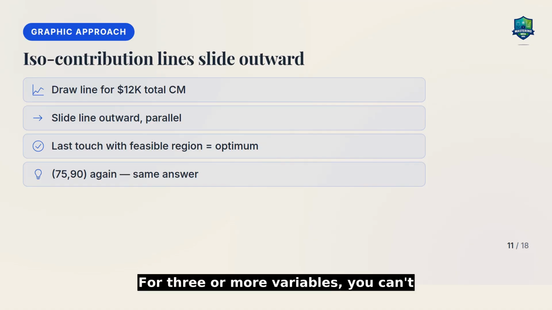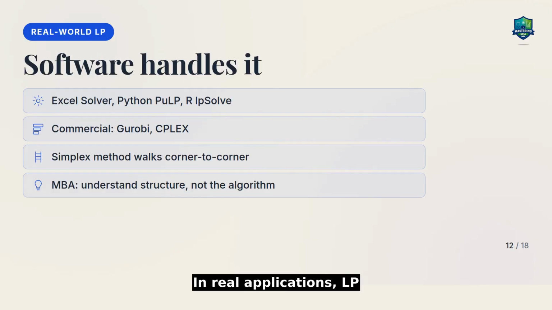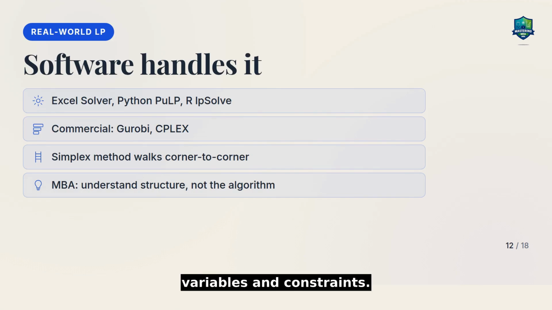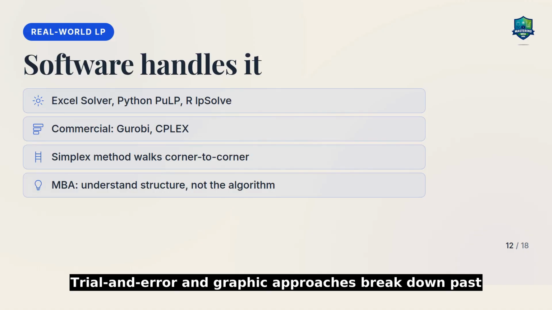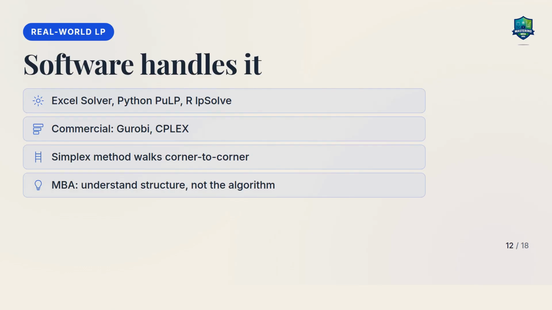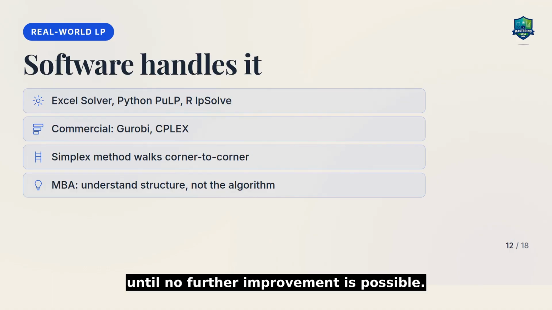For three or more variables, you can't draw it, so you use a computer. In real applications, LP problems have hundreds or thousands of decision variables and constraints. Trial and error and graphic approaches break down past two variables. Computers handle the optimization using the simplex method, an iterative algorithm that walks corner to corner, improving total contribution margin until no further improvement is possible.